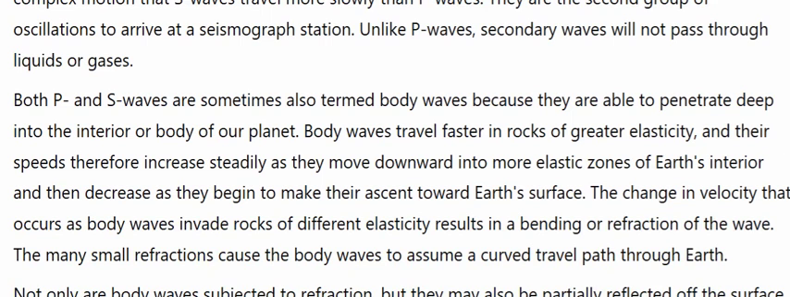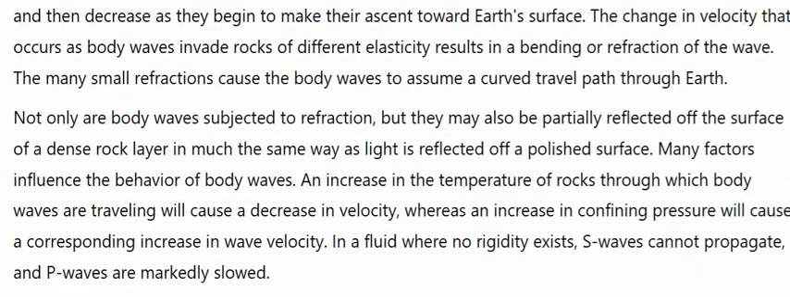The change in velocity that occurs as body waves invade rocks of different elasticity results in a bending or refraction of the wave. The many small refractions cause the body waves to assume a curved travel path through Earth. Not only are body waves subjected to refraction, but they may also be partially reflected off the surface of a dense rock layer in much the same way as light is reflected off a polished surface.